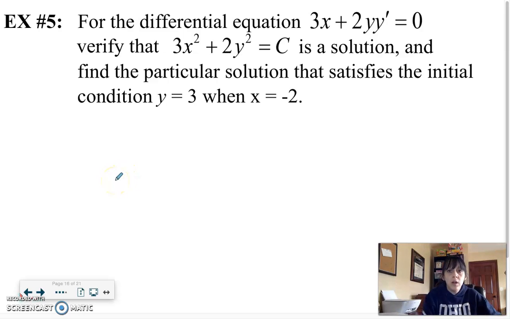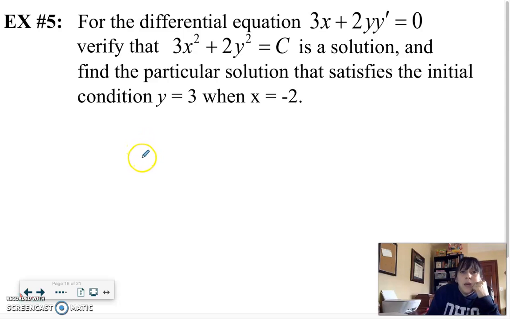All right, we're going to do one more like that because that's a super important skill for us. Okay, so it says, for the differential equation 3x plus 2y times y prime equals 0, verify that 3x squared plus 2y squared equals c is a solution, and find the particular solution that satisfies the initial condition y equals 3 when x equals -2.